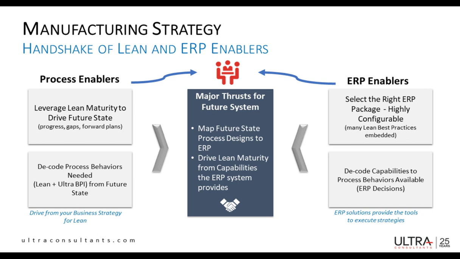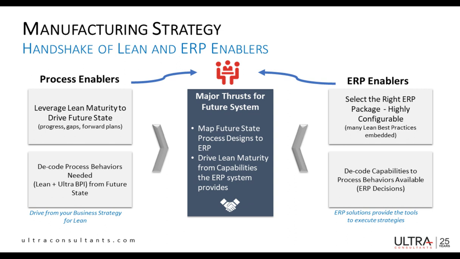On the left-hand side, the process enablers that you have, and this is very process-centric. What do I want to be when I grow up? What should my future state processes look like? What are my gaps? What are my forward-looking plans? And then I need to decode that so that I know the very specific process behaviors that I need, whether that's pricing, planning, scheduling, shipping processes, whatever they may be. A solid business process improvement methodology needs to be used there, because this is independent of any ERP package. It's the idea of knowing here's what my target state processes are going to be as I maneuver through that lean journey.